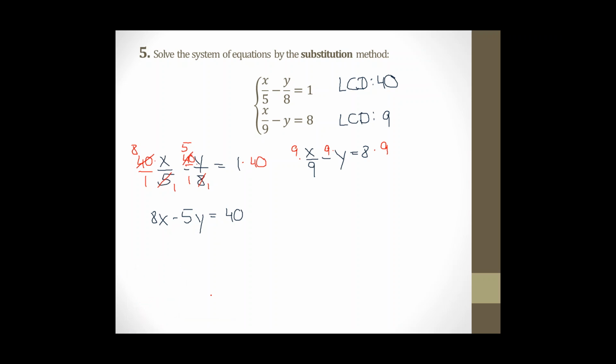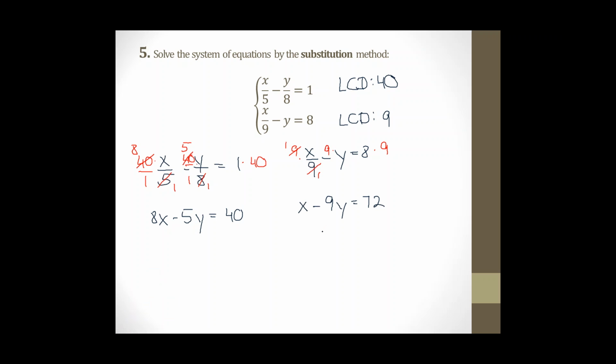And times 9. So again, these cross cancel. They share a common factor of 9, so 9 goes into 9 one time, 9 goes into 9 one time. Nothing cancels here, nothing cancels here. So I'm rewriting my equation with what's left over. So I got an x, negative 9y, and 8 times 9 is 72. So I got both equations set up.